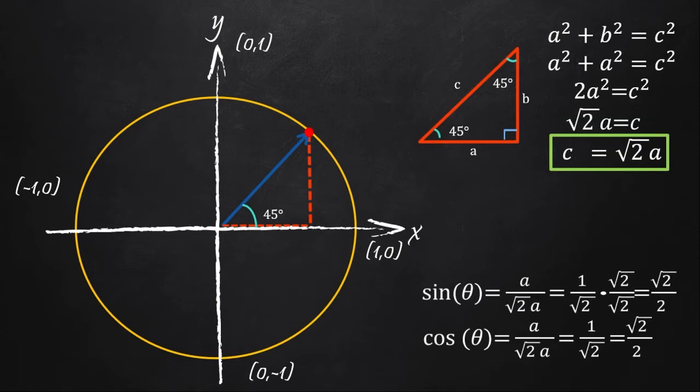Sine theta is equal to A over square root of 2 A, and then simplifying, that is square root of 2 over 2. And cosine theta is also A over square root of 2 A, and that is also square root of 2 over 2. So now we have the coordinate: x and y are both equal to square root of 2 over 2.